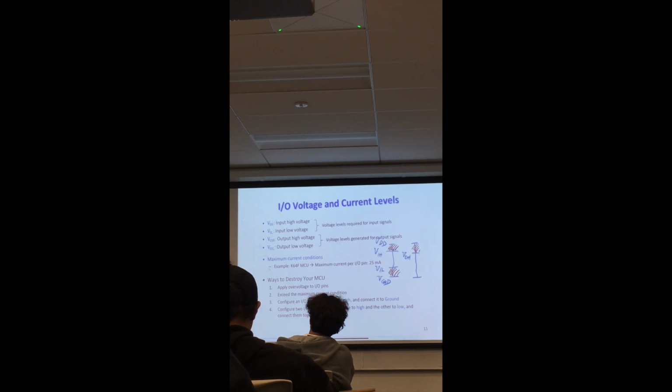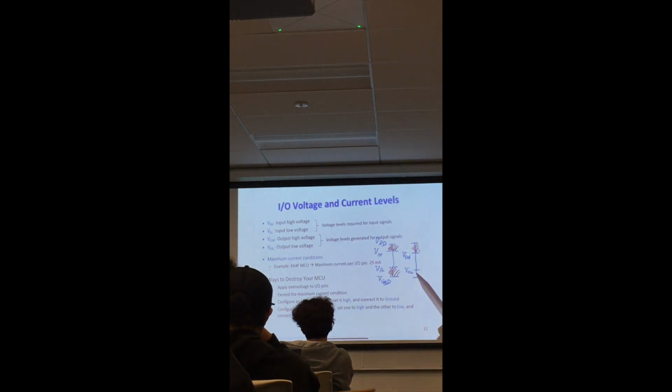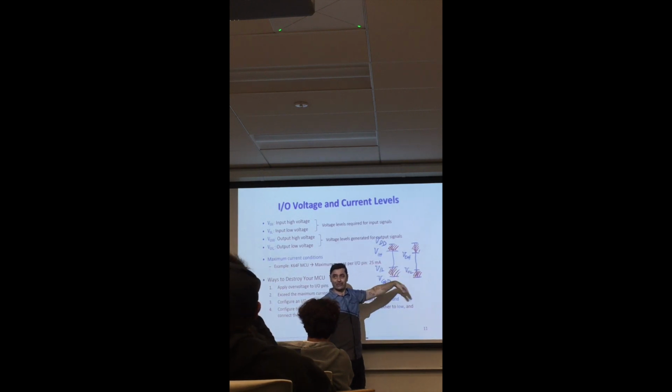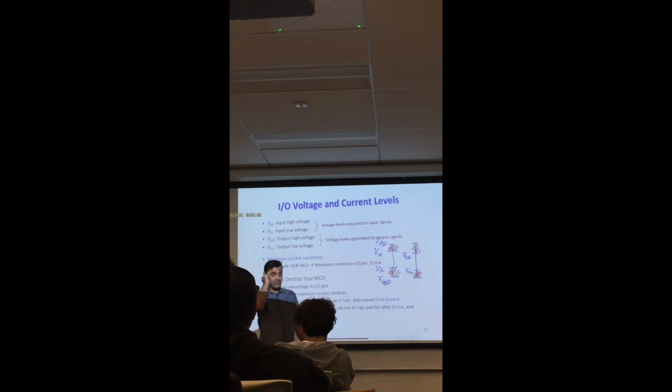And similarly, output low, let's say somewhere over here. This will be the range that is guaranteed by the manufacturer of the K64, for example, that when you output logic 0, the voltage here will be somewhere in this range. Guys, so far so good?